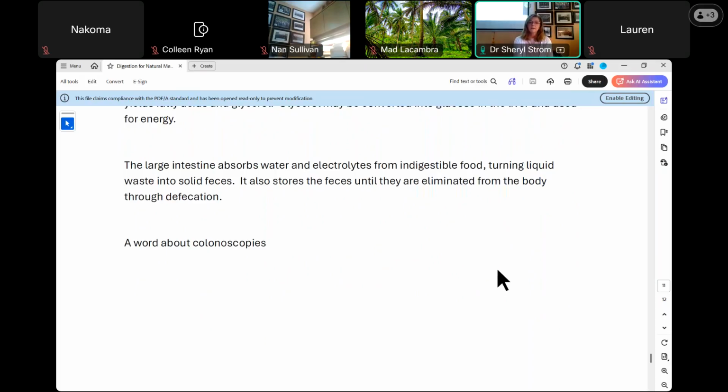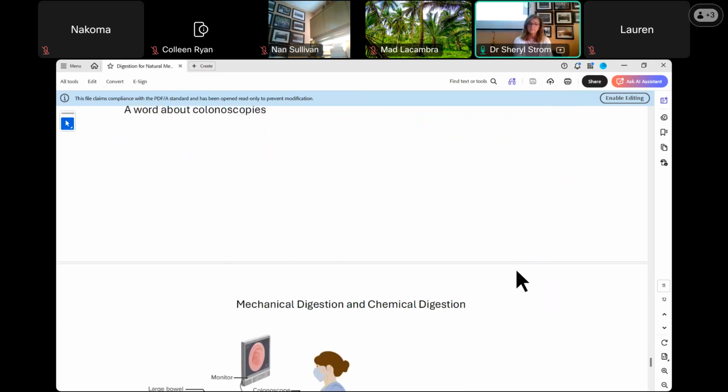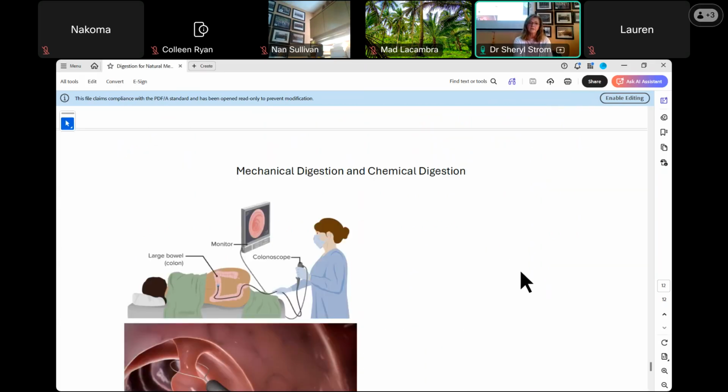So I want to talk a little bit about colonoscopies. Here is a picture of a colonoscopy.